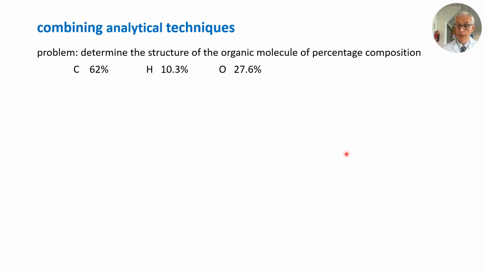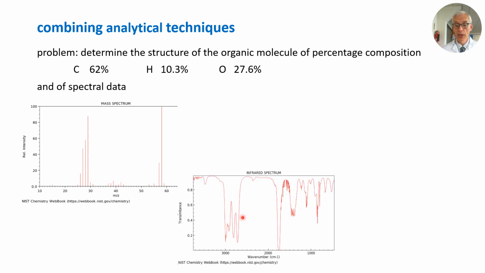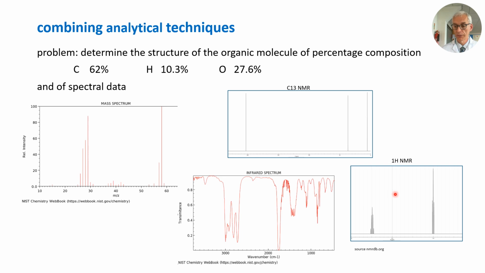The type of problem that you'll get at A level: you'll be given some data, for instance some percentage by mass data, and you're asked to determine the structure of the organic molecule. In addition, you'll get spectral data such as mass spectrum, infrared, carbon-13 NMR, and proton NMR. So we're going to go through this data step by step to come to a full structural determination of the organic molecule that generated this data.